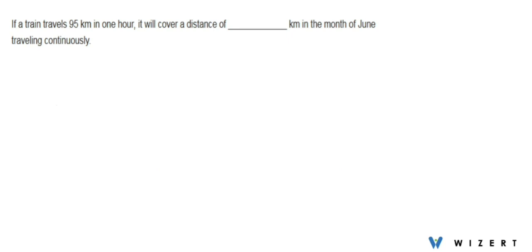If a train travels 95 km in 1 hour, it will cover a distance of how many kilometers in the month of June, traveling continuously? So the number of days in the month of June, we can say it is 30.